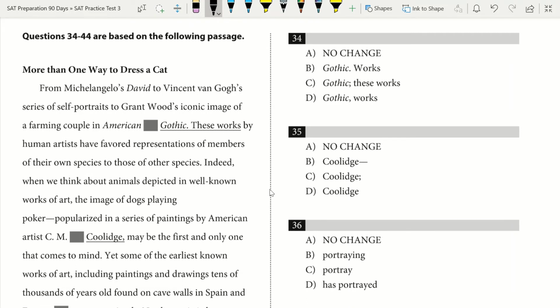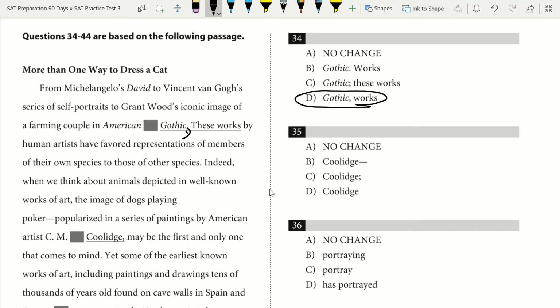All right, sorry about that. I was interrupted. Let's get back into passage 4. All right, so we have: more than one way to dress a cat, from Michelangelo's David to Vincent van Gogh's series of self-portraits to Grant Wood's iconic image of a farming couple in American Gothic, works.